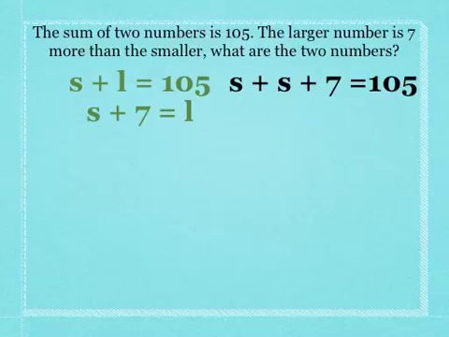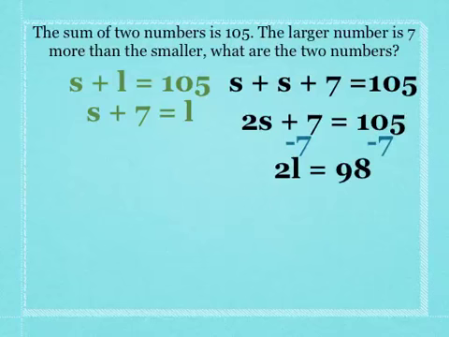Well, s plus s is 2s plus 7 equals 105. I need to subtract 7 from both sides. When I do that, I get, that should be an s, 2s equals 98. Divide both sides by 2, and you get s equals, that should be s again, I apologize, so this should be s equals 49.